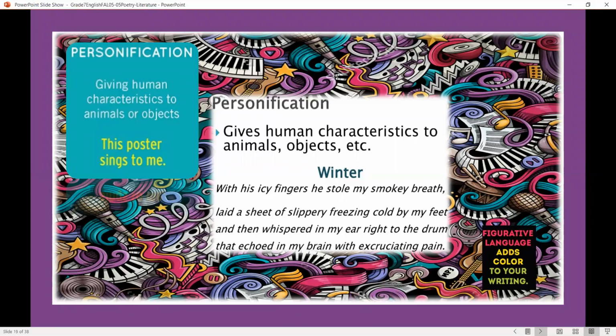Can a poster really sing? No, a poster cannot really sing. So you're giving it a human characteristic, but what do you mean by it? What do you actually mean by this poster sings to me? Why are you giving this poster a human characteristic? You can tell me, why are we giving the poster a human characteristic, like sing? Oh, now you're quiet. Come on. Here we go.